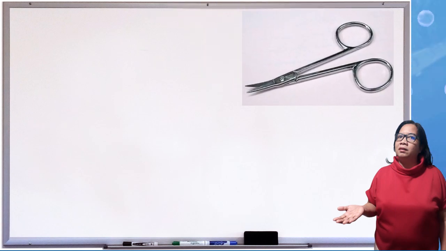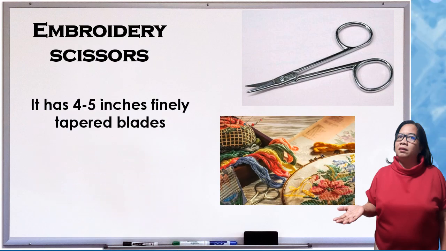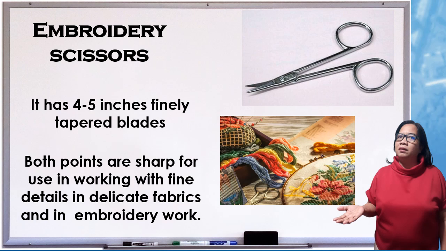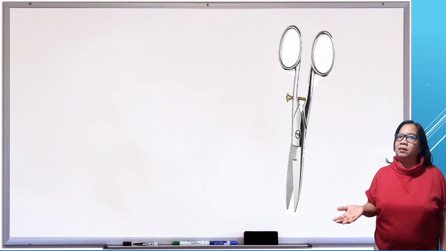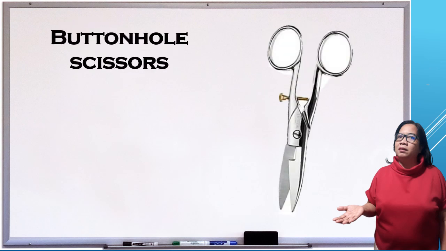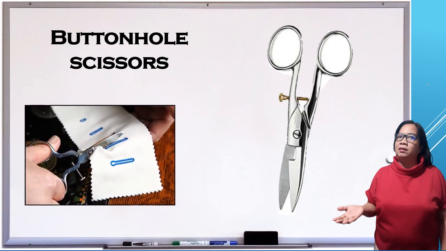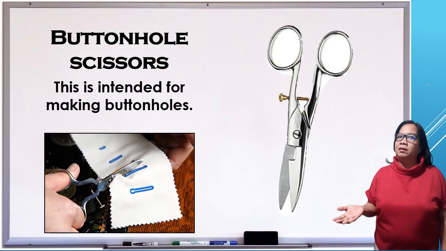Embroidery scissors. It has 4 to 5 inches finely tapered blades. Both points are sharp for use in working with fine details in delicate fabrics and in embroidery work. The buttonhole scissors. Why do you think this is called buttonhole scissors? Because this is intended for making buttonholes.